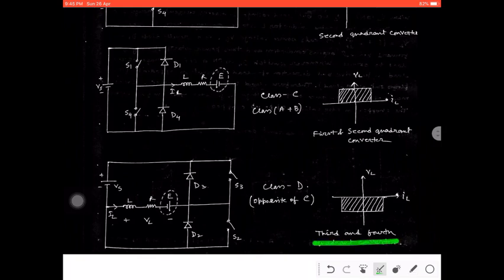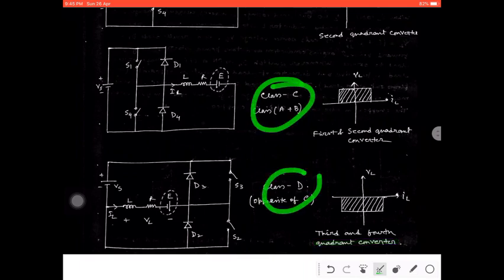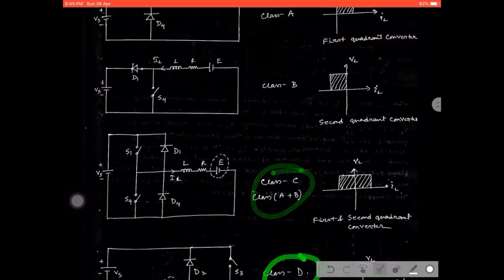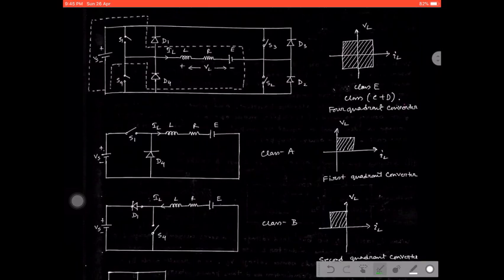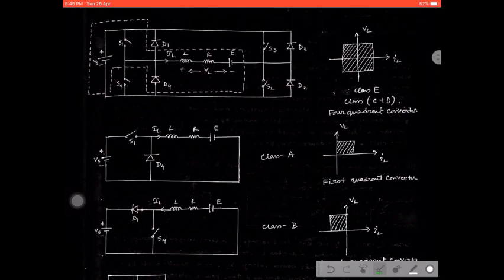And finally, adding Class C and Class D will give you the Class E chopper, which has to cover the total quadrant: first, second, third, and fourth. Right? That is why if we can understand the drawing or schematic diagram of the Class E chopper, then we can draw the other schematic diagrams.